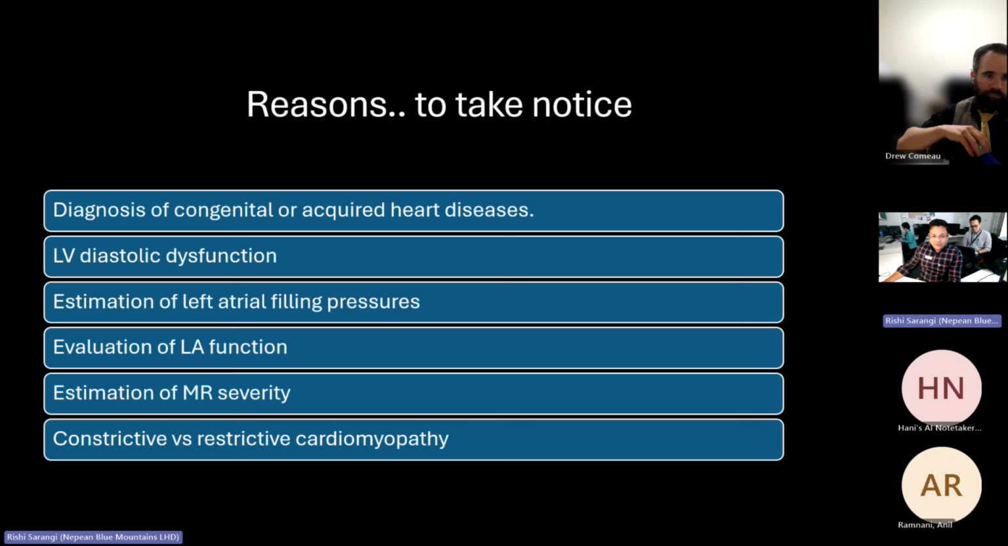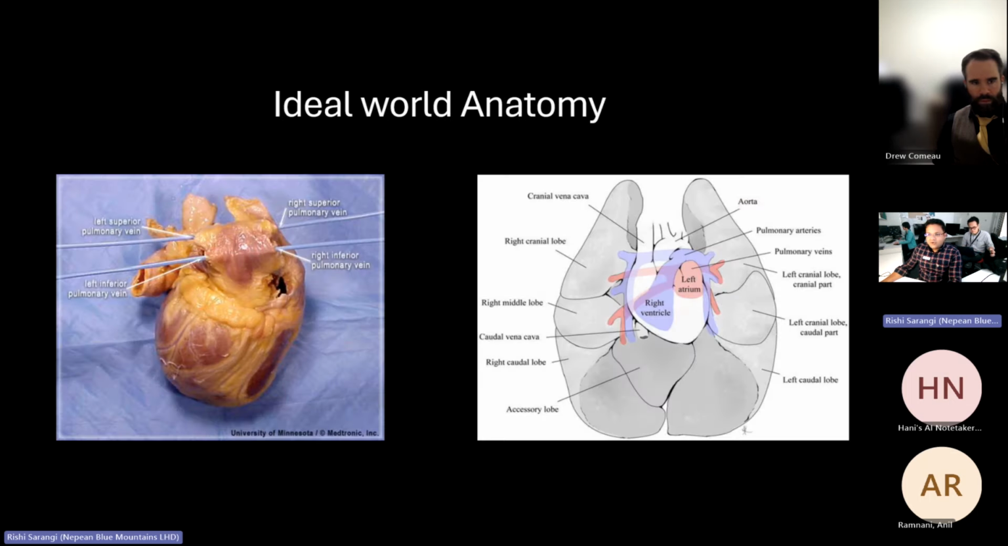They can help you with diagnosing congenital and acquired heart diseases, LV diastolic dysfunction, estimation of the left atrial filling pressures, estimation of the LA function, and estimation of mitral regurgitation severity, as well as distinguishing between constrictive versus restrictive cardiomyopathy. In an ideal world, there are usually 4 pulmonary veins in all of us, and each opens via a separate ostia into the left atrium.